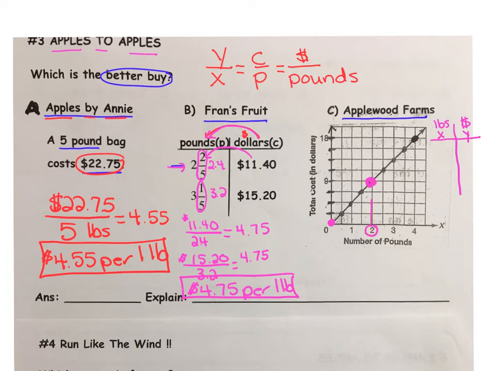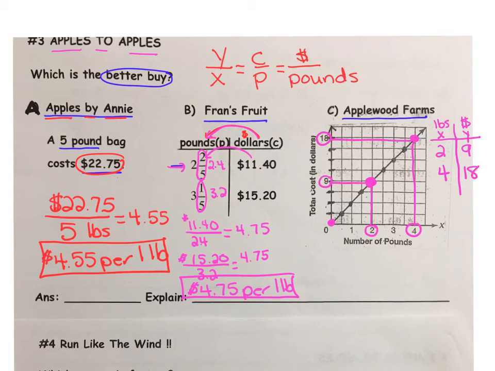The first good readable point as I look at this is right here. For 2 pounds of apples, it costs $9. That's the ordered pair, 2,9. And the next good, easy readable point is right here. For 4 pounds of apples, it's going to cost us $18.